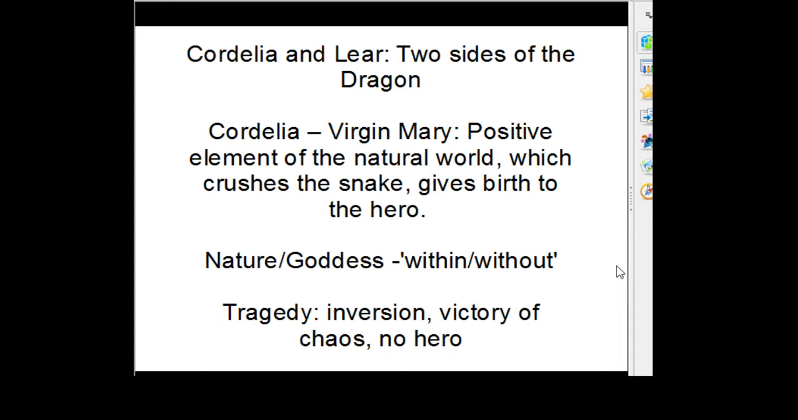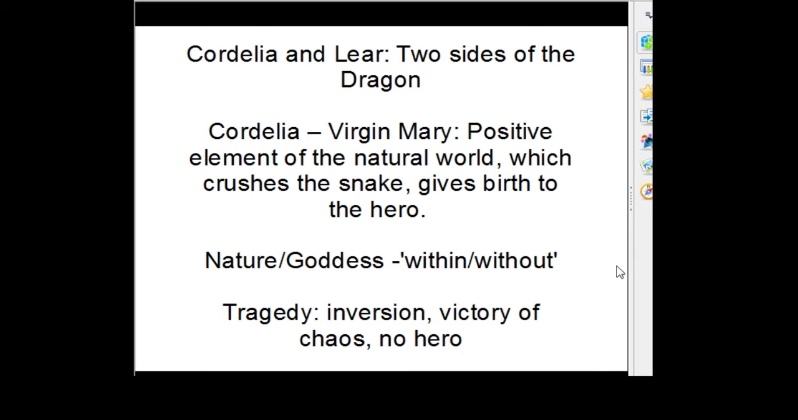So Cordelia and Lear are, in a sense, two sides of the dragon. In talking about that, we might say they both represent the feminine elements. One represents the dangerous chaos, and one represents the positive elements of the feminine. So Cordelia can be compared to the concept of the Virgin Mary. Cordelia represents the positive elements of the natural world, right? The Virgin Mary crushes the snake with her heel and gives birth to the hero. The nature goddess has a kind of within-without structure, in that the individual contains the positive and the negative elements, but also society at large, outside the individual, contains those positive and negative elements as well.